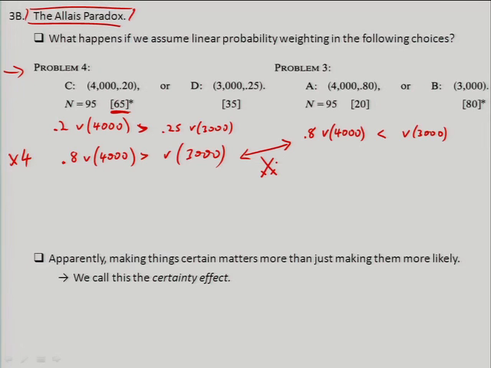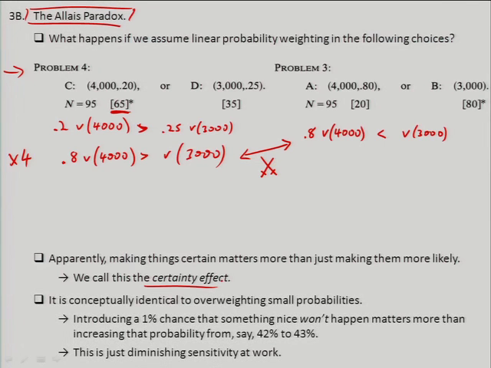Okay? And we call this the certainty effect, and it suggests that people are doing something very similar to overweighting small probabilities. In fact, we can reframe this so that it is conceptually identical to overweighting small probabilities, because we can say something like introducing a 1% chance that something nice won't happen matters more than increasing that probability from, say, 42% to 43%. Okay? So you can think of this certainty effect, that people like just that last little push from really, really quite likely to certain, more than the same increment of probability somewhere in the middle of the probability scale. So once again, both of these effects are just diminishing sensitivity at work. I'm going to show you this on a graph in 2 seconds, but go ahead.